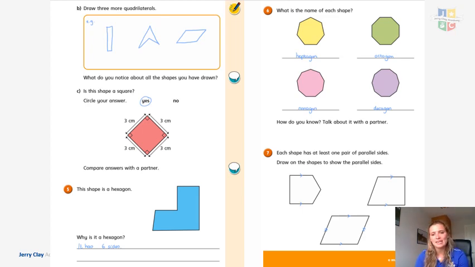And finally, question 7, each shape has at least 1 pair of parallel lines. Draw on the shapes to show the parallel lines. So remember, parallel lines are 2 lines that run in the same direction and will never cross. You'll be able to see for the first 2 that there is 1 set, and then for the rhombus at the bottom, which looks like a square that has been pushed onto its side, there are 2 sets of parallel lines.